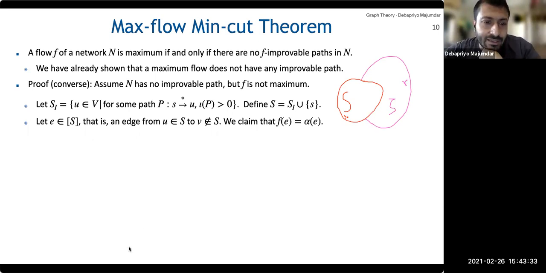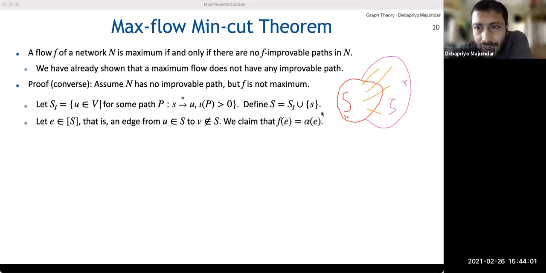Okay. So now let's take E to be an edge in the cut. That means a cut edge will be between them, right? So a cut edge will always be like this, from S to not S. So let E be one such edge, such that this portion U is in S and V is not in S. Now we'll claim that the flow across this has to be the capacity of that edge. That means the flow must be full capacity.